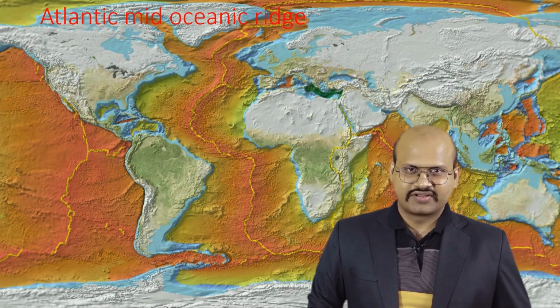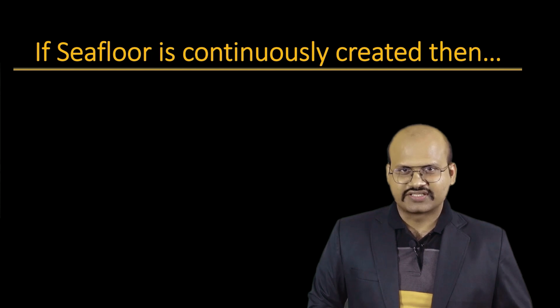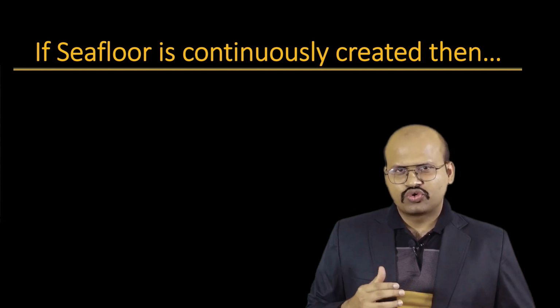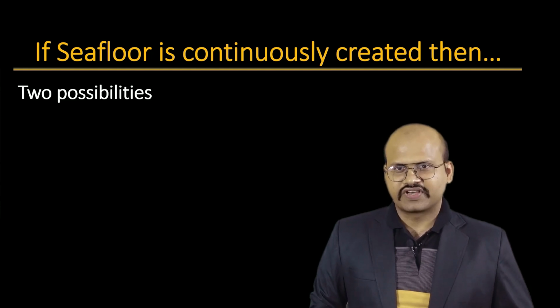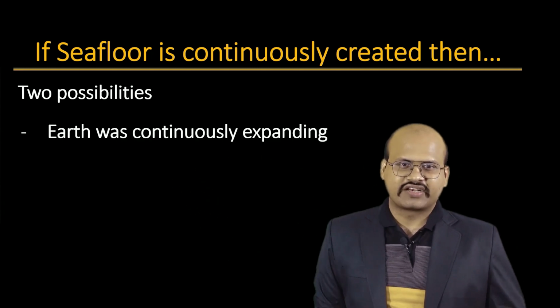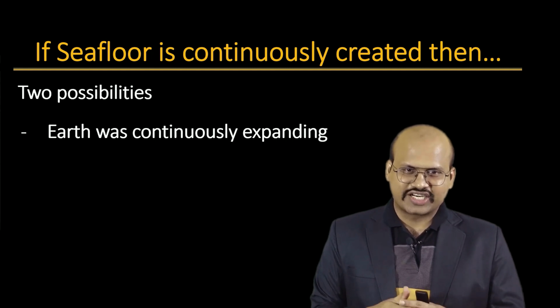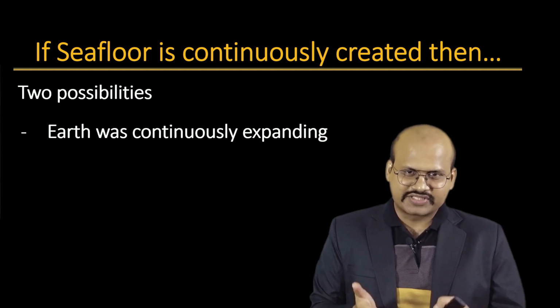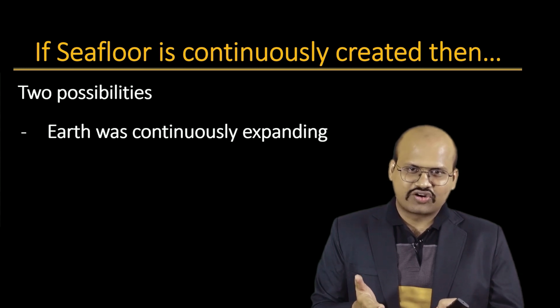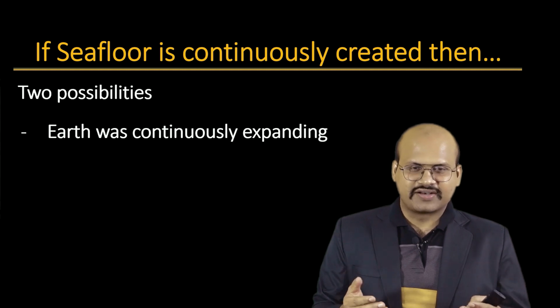Now we have discussed so far how seafloor is created at the mid-oceanic ridges. But if the seafloor was to be continuously created at the mid-oceanic ridges, then there exist two possibilities for our Earth. The first one is that the Earth was continuously expanding, which means that over time our Earth's radius should increase, because as the magma comes from the mantle and cools down to form new crust, the crust should become thicker and thicker.